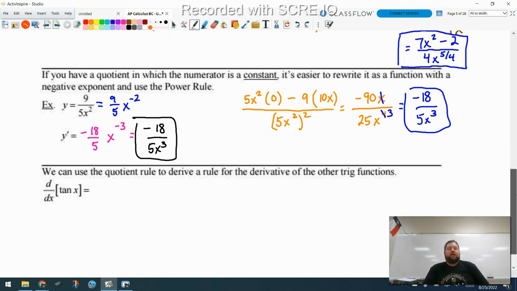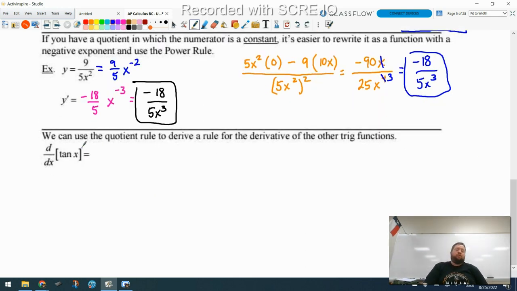Okay, so the other thing we're going to use the quotient rule for is to derive a rule for the derivative of the other 4 trig functions. So we're going to start with tangent. And so if we're going to use the quotient rule, we need to rewrite tangent as a quotient. And we know that from our pre-cal class that tangent is sine x divided by cosine x.